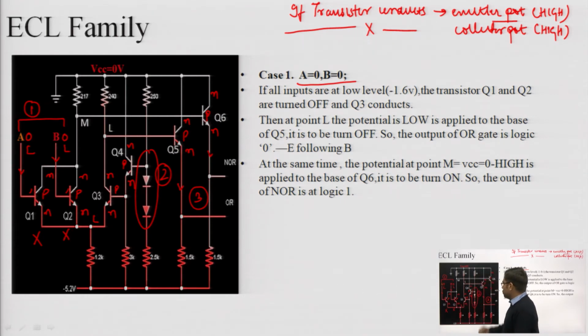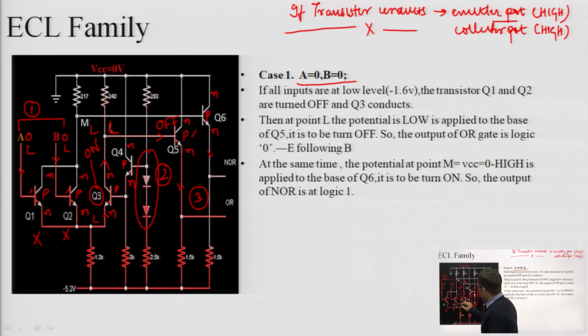If this low value is applied at the n side, then Q3 must be on. Now if Q3 is on, then its collector potential will be low. If the collector potential is low, and this low is connected to the p type base, then this transistor will be off.